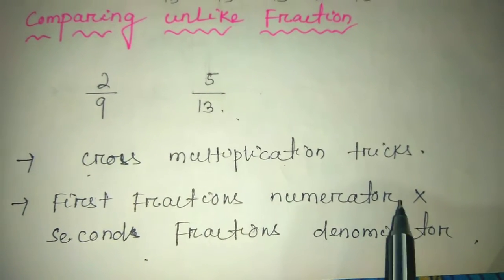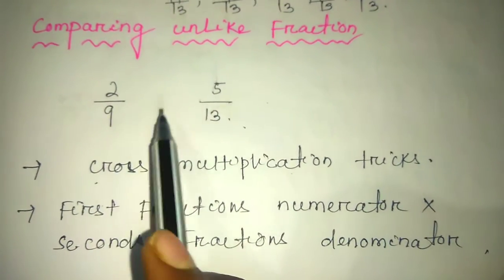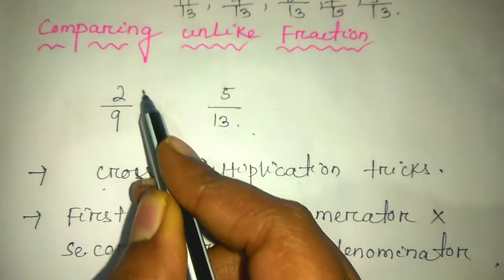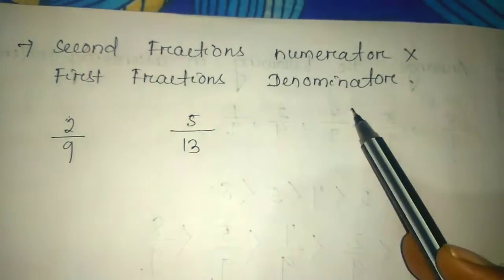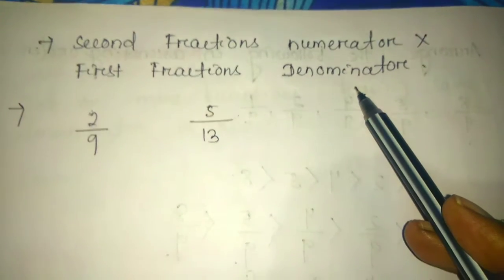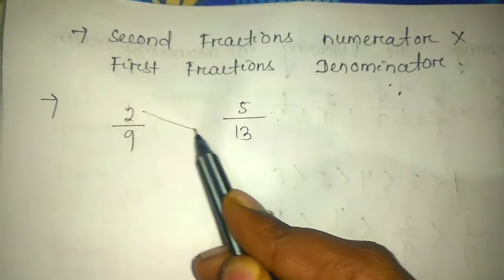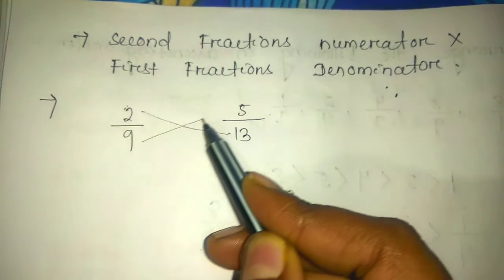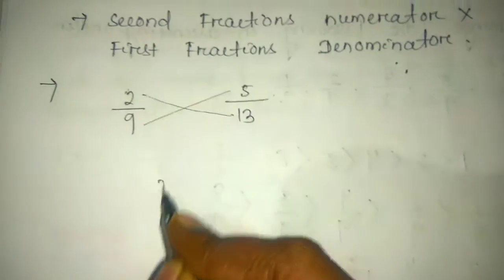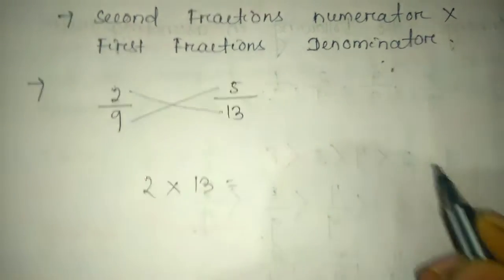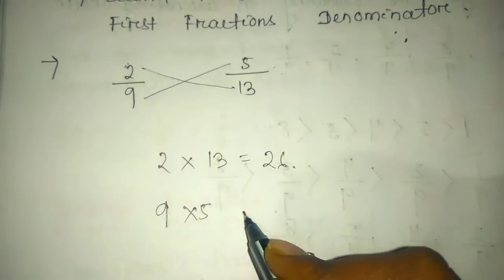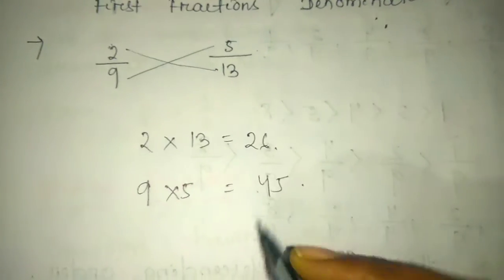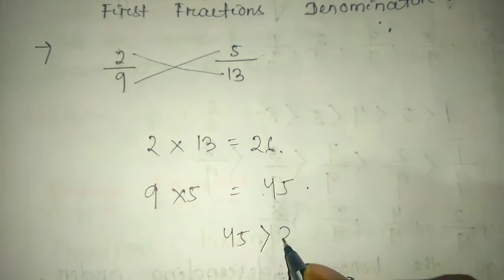First fraction's numerator into second fraction's denominator. So you have to multiply 2 with 13. Then second fraction's numerator into first fraction's denominator, like 2 into 13 and 9 into 5. So 2 into 13 is equal to 26. And if you multiply 9 with 5, then it is 45. Here 45 is greater than 26.